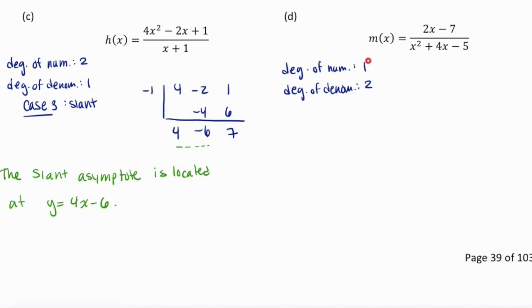We're in the case where the degree of the numerator is less than the degree of the denominator. This can also be worded as the degree of the denominator is greater than the degree of the numerator. What case is this? If you said case 1, you're correct. That means our horizontal asymptote is located at y equals 0.